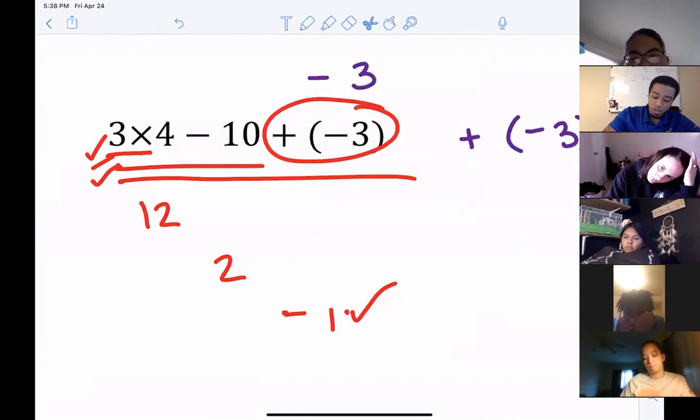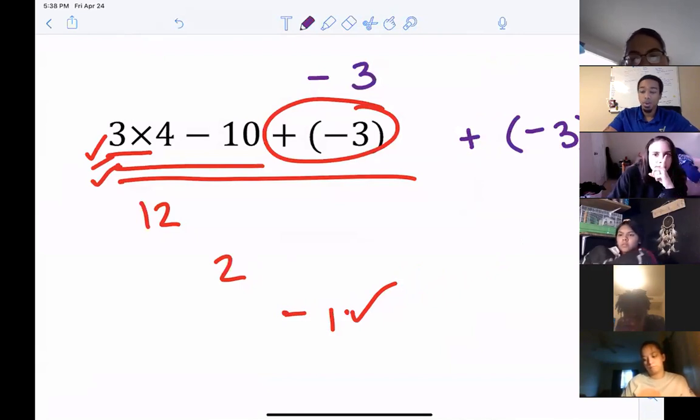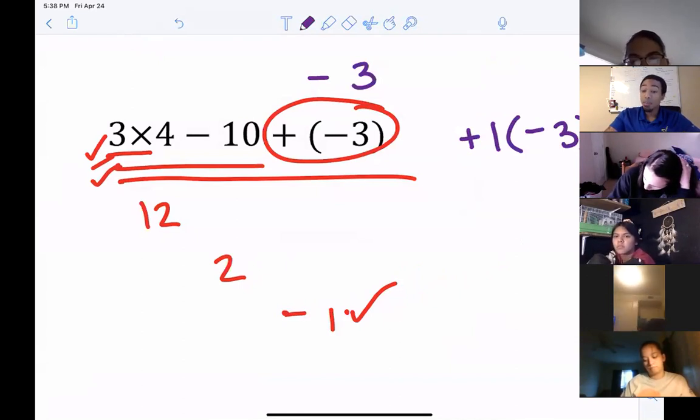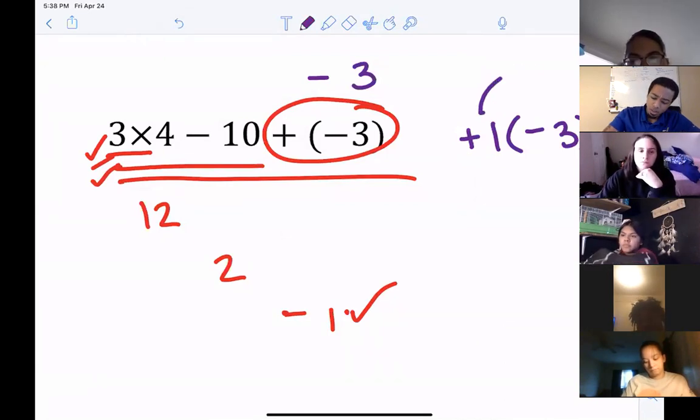Everybody, if we don't see a number in front of the parentheses, what number is always there? A 1. And we know that inherently. Most of us know that, and that's great. So what's going to happen is we need to distribute whatever's outside of the parentheses to everything inside. So what's a +1 times a -3?